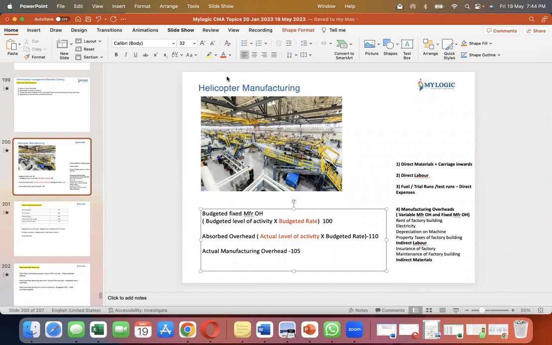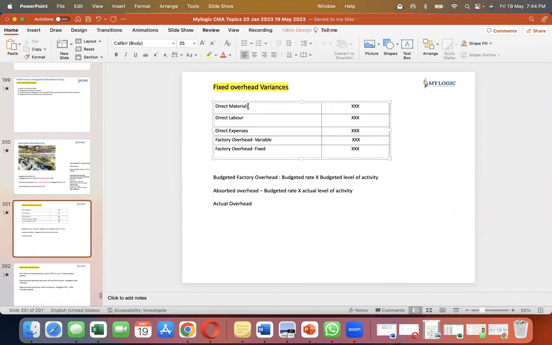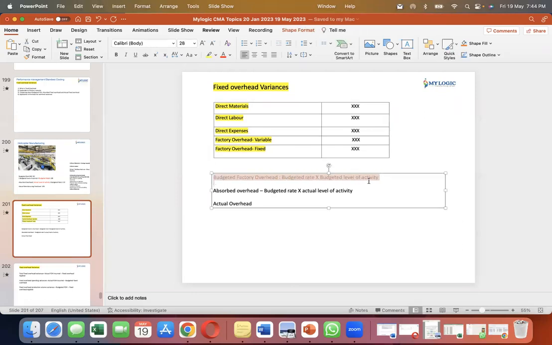Okay, good, very good. Now, let's go to this. If you look at this table, this is what I discussed about elements of cost. Direct material, you are clear. Direct labor, you are clear. Direct expense, you are clear. Factory overhead variable, clear. Factory overhead fixed is also clear. Budgeted factory overhead is budgeted rate with budgeted level of activity. Absorbed overhead is budgeted rate with actual level of activity, and actual overhead is also clear. Up to now, everything is clear.